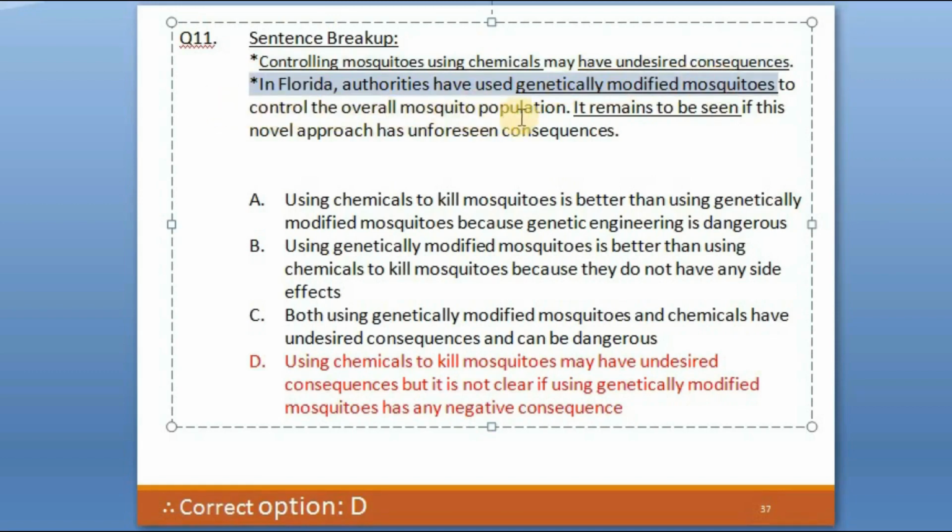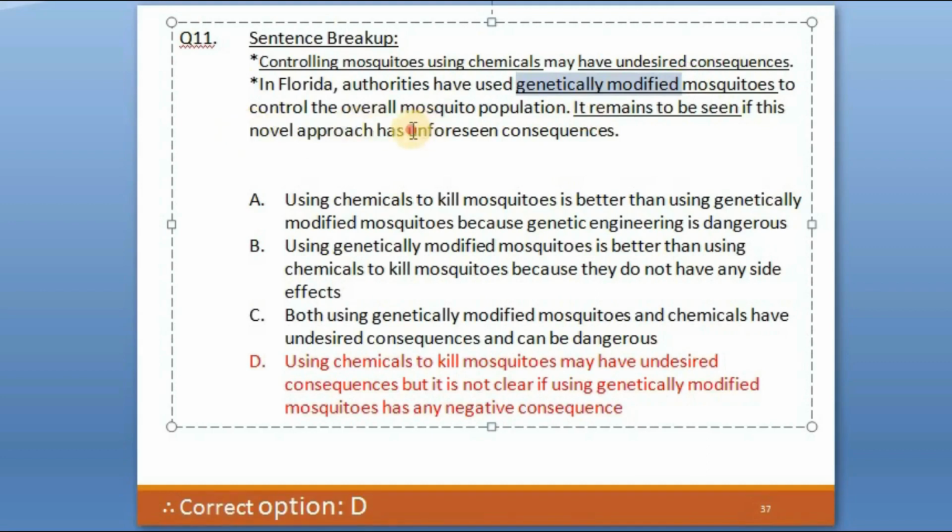And this statement is saying it remains to be seen. It means there is no concrete conclusion that these modified mosquitoes have any unforeseen consequences, right?